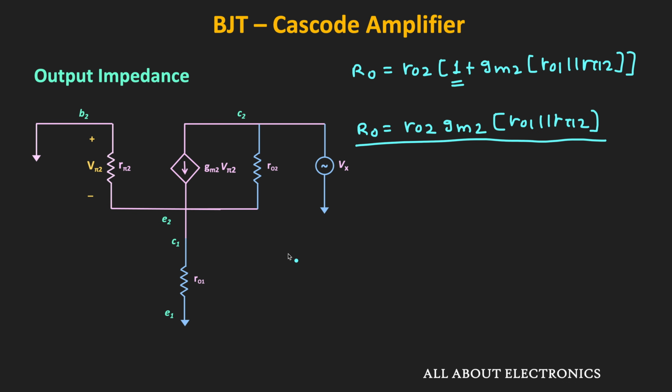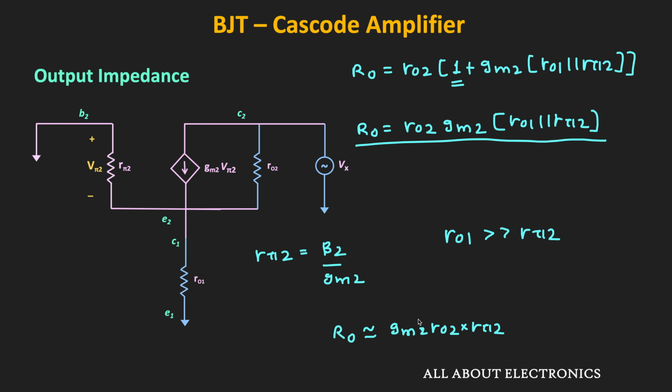As you know, Rpi2 is equal to beta2 divided by Gm2. Typically R01 is much greater than Rpi2. And with that assumption, we can approximately say that R0 is equal to Gm2 times R02 times Rpi2. And if you put the value of Rpi2, then we can say that R0 is equal to beta2 times R02, where R02 is the output impedance of the Q2 transistor.